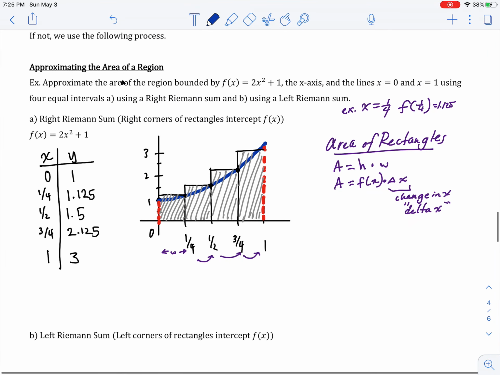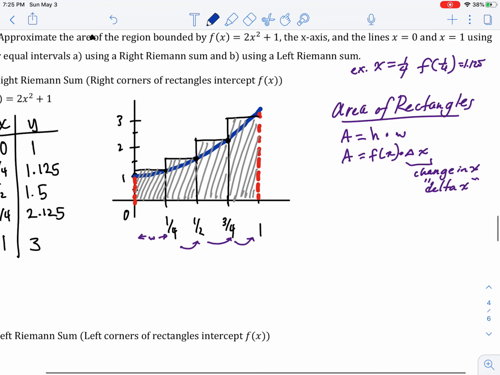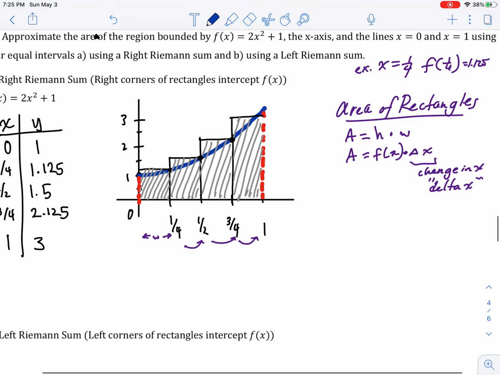Well, now let's see if we can come up with the area. Still an estimation, but let's actually calculate what we found here. So we're going to say our area is approximately equal to the following. It is our height and our width. So f of 1/4, which we know, times 1/4.